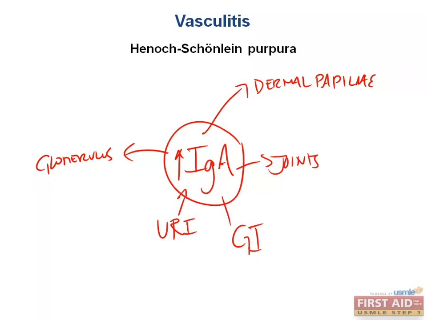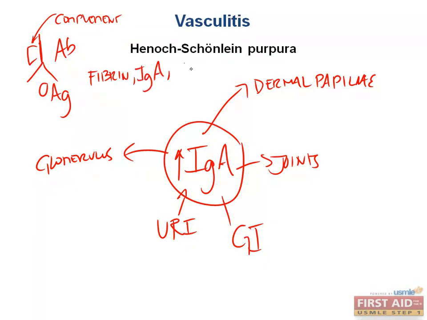In your book, it says that there are immune complexes deposited in these areas. Now, remember, to have an immune complex, we need an antibody. So again, we need an antibody bound to an antigen, and complement will later be attached. Now, what is the antibody complex in HSP? Antibody complex is fibrin, IgA, and a C3 complement protein. So we have these complexes depositing in the dermal papillae, the joints, the GI vasculature, and the glomerulus.